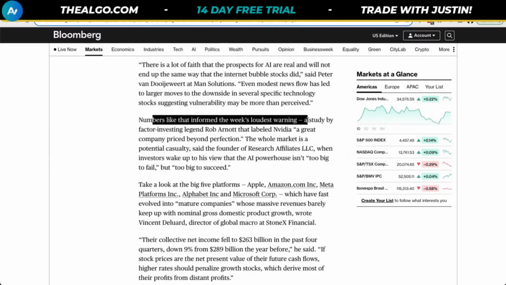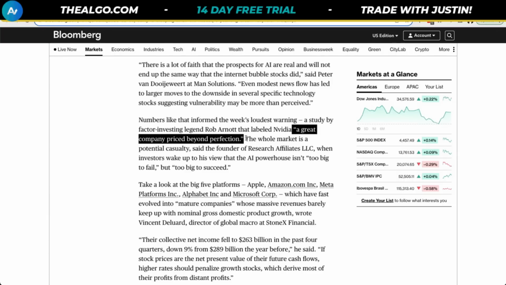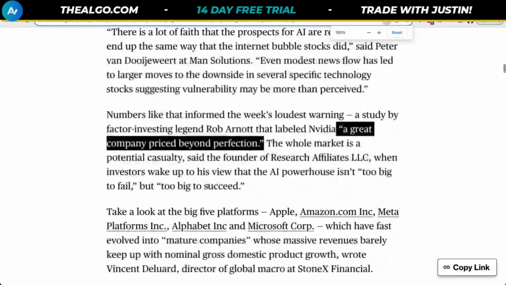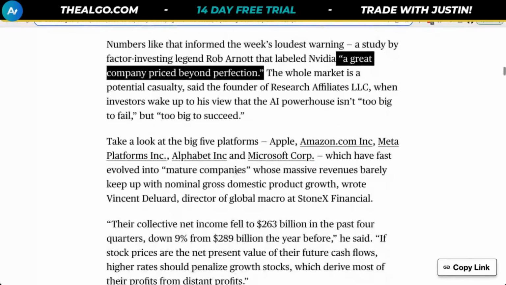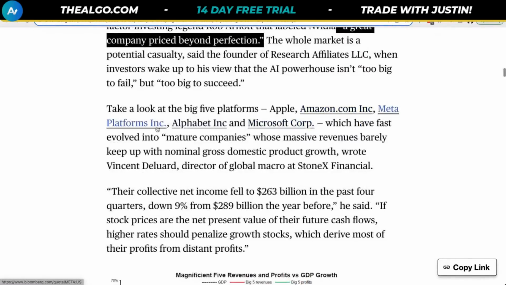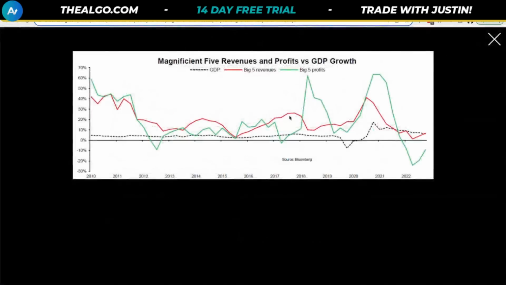Numbers like that informed this week's loudest warning, a study by Factor investing legend Mark Arnott that labeled NVIDIA a great company priced beyond perfection. Beyond perfection is a pretty big word. Take a look at the big 5 platforms: Apple, Amazon, Meta, Alphabet, Microsoft. Why? Look at the graph here.